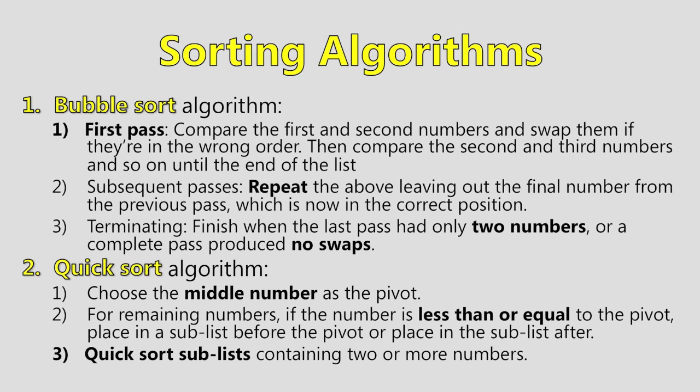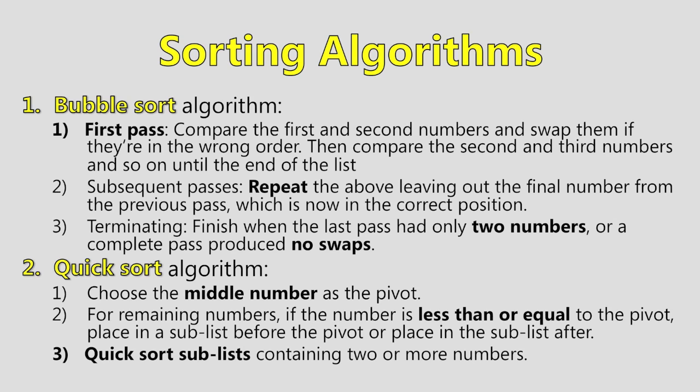The second is the quick sort algorithm. Here you choose a middle number as the pivot, and for selecting the middle number there's an equation which you should know. I'm not going to read it out, but it's in the glossary if you have access to that, which you should. You choose the middle number as the pivot, and for the remaining numbers, if the number is less than or equal to the pivot, place it in a sublist before the pivot, or in a sublist after. So I like to start with the first number in the list and compare it, leave it where it is if it's going on that list, or put it first after if it's going on the other list, and so on.